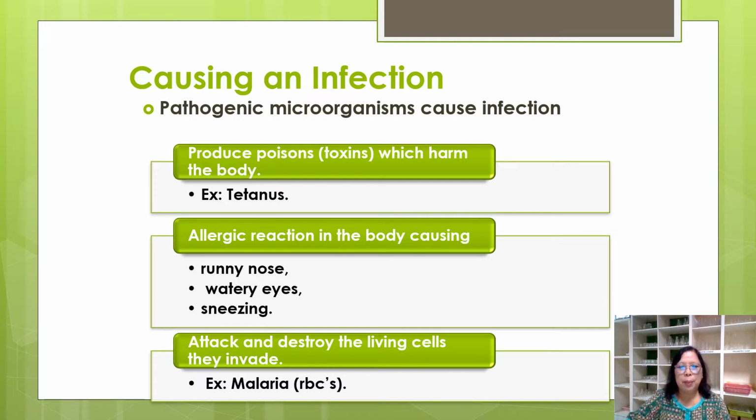Another way in which a pathogenic microorganism causes infection is they attack and destroy the living cells they invade, especially our blood or the red blood cells. So the famous case of malaria is an example of attacking and invading of pathogenic microorganisms to our healthy living cells.